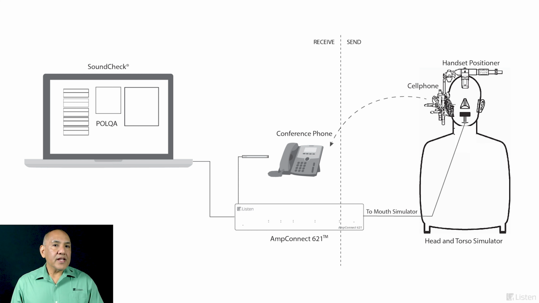Here's an example of another possible Polka test. In this setup, an end-to-end call can be established. For example, a call can be made to a conference phone, which is the device under test. The signal on the receiving end is recorded and analyzed for speech quality.